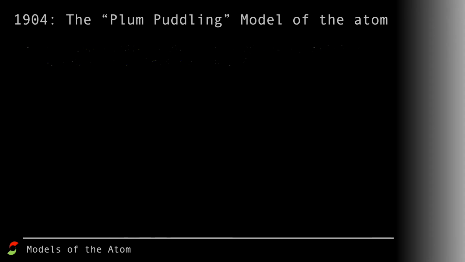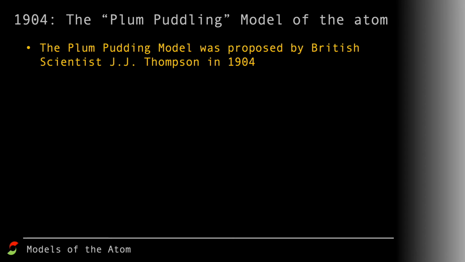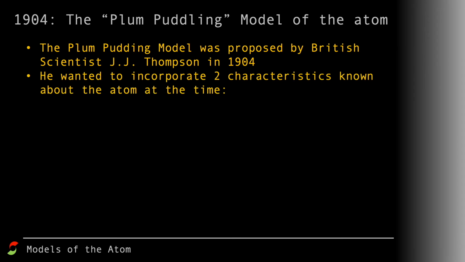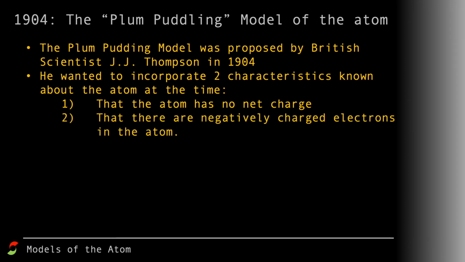This was proposed by J.J. Thomson in around 1904, and the reason for this model is that he wanted to incorporate two characteristics that were definitely known about the atom at the time. The first was that there was no net charge for a neutral atom, in that they had the same amount of positive and negative charge. And also that there are negatively charged electrons in the atom.